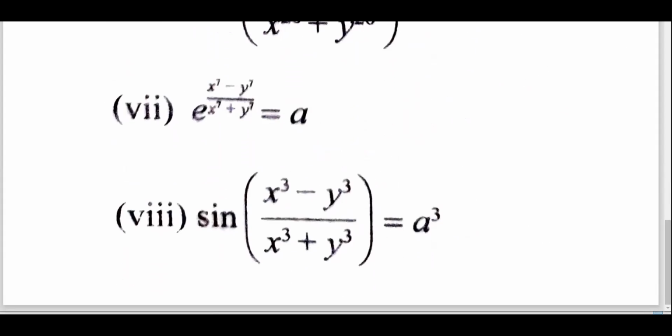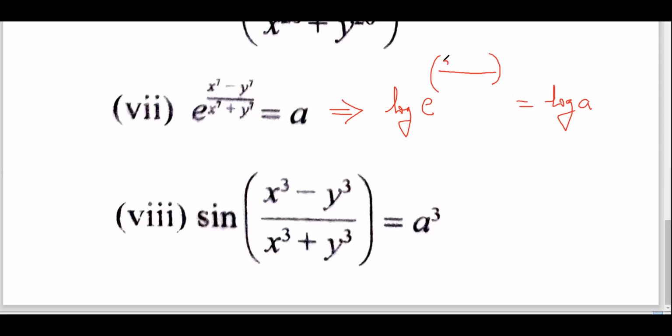See here, seventh and eighth. Look at this. On the right hand side, you have a constant a, and here you have e raised to x plus x raised to 7 minus y raised to 7 upon x raised to 7 plus y raised to 7. You see this? You just have to take log on both sides. So if I take log on both sides, what will happen? I will have log of e raised to this, equals to log of a. And what do I have inside the bracket?